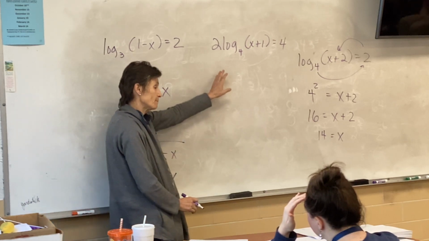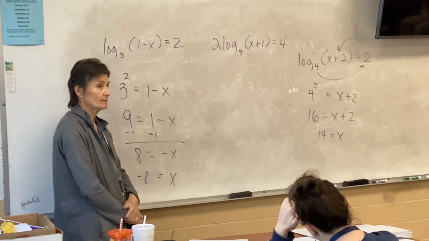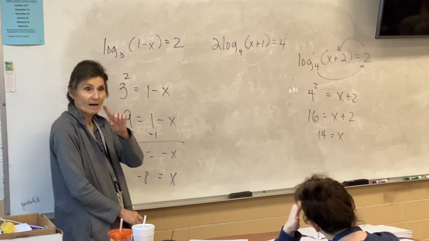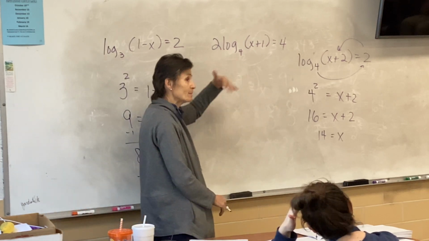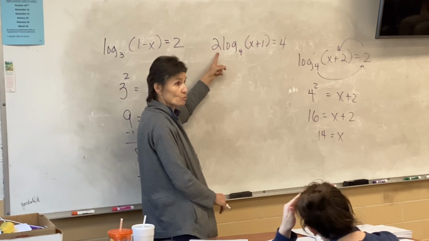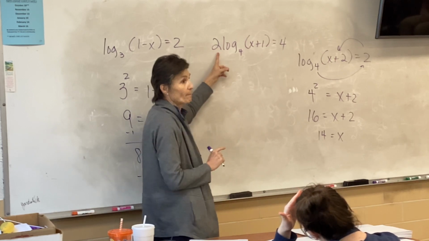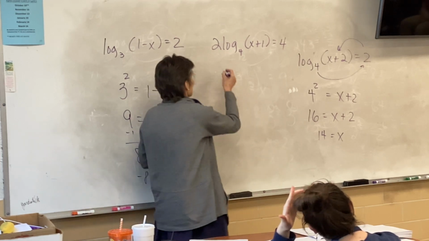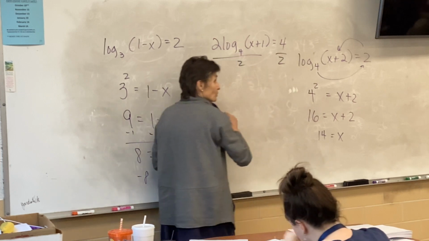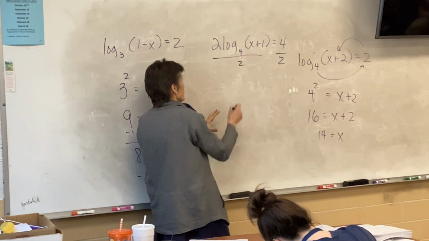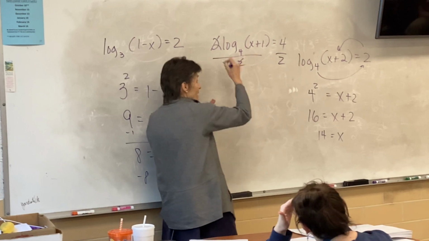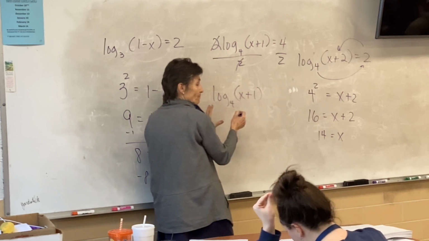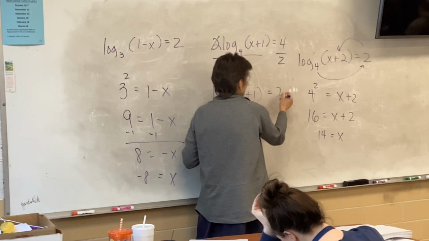Now look at this one. This one has a little bit different first step. What do you think the first step might be? Divide by 2. We gotta get rid of, remember how in the other ones we got rid of this extra number, step 1? It's always step 1. No matter what kind of an equation it is, it's step 1. So we're gonna divide both sides by 2. Now when we divide by 2, this cancels, everything else stays the same. So log base 4 of x plus 1 stays the same. Then this becomes 2.